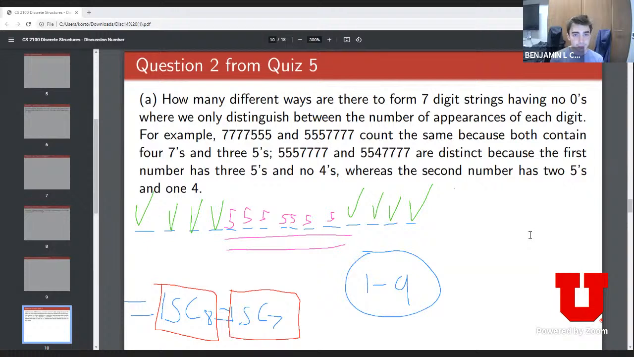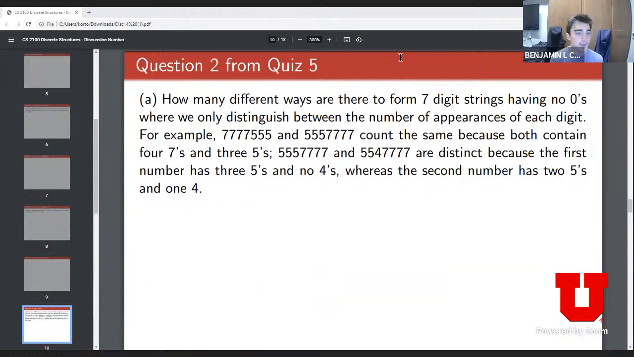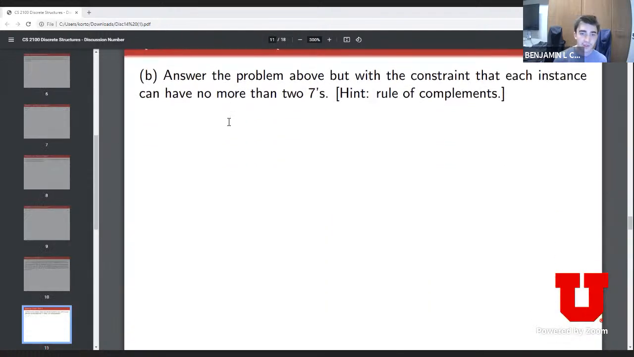All right. So using that same logic, let's move down to problem B. Does anyone have any questions about A before we start this? All right. So problem B.